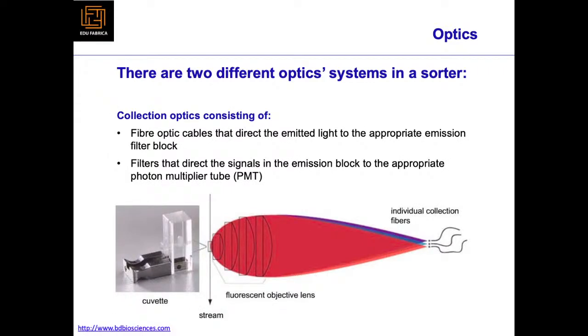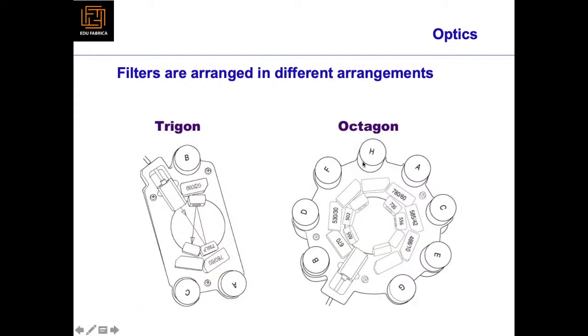So there are two types of optics. One is the collecting optics, consisting of fiber optics that direct the emitted light to the appropriate emission block, and the filters that direct the light signal in the emission block to the appropriate photomultiplier tube, or PMT. So we have individual collection fibers. Now filters are arranged in different arrangements like A, B, C, like this.